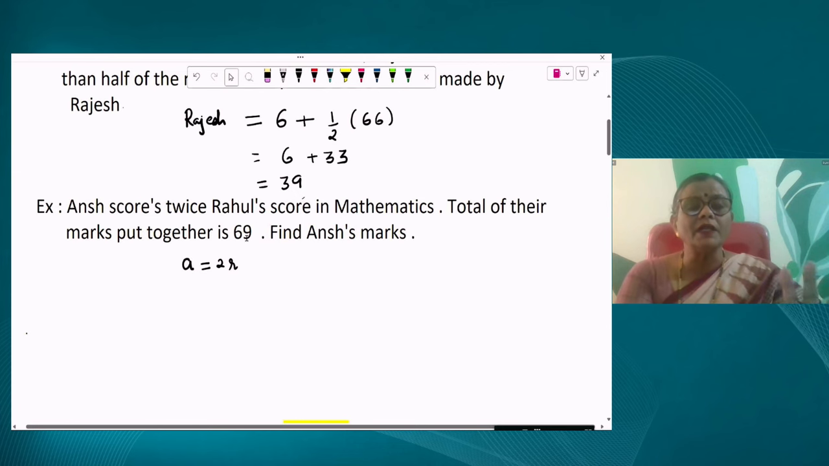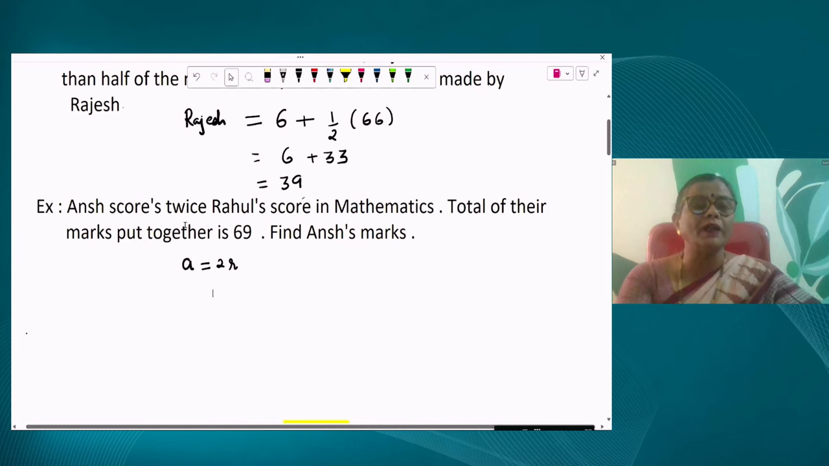So when the numbers are not known to us, we make use of literals, that is A, B, C, D, English alphabets. So we can represent it this way to make it clear that A stands for Ansh's score, R stands for Rahul's score. So this is the first expression that we have derived. So Ansh's score is twice Rahul's score in mathematics.